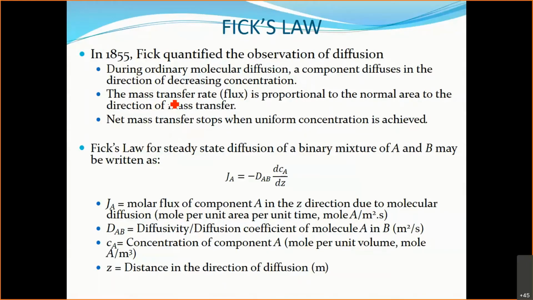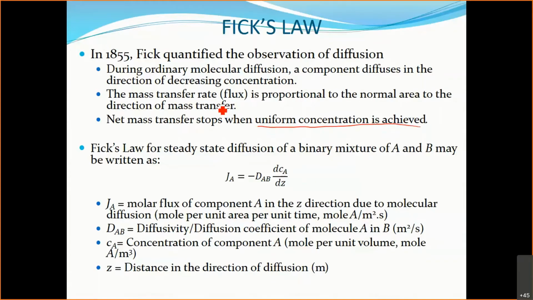The mass transfer rate is proportional to the area normal to the direction of mass transfer, and the net mass transfer stops when uniform concentration is achieved, meaning that the system is in equilibrium, when there is no more concentration gradient. When there is no more concentration gradient, there will not be any molecular diffusion.